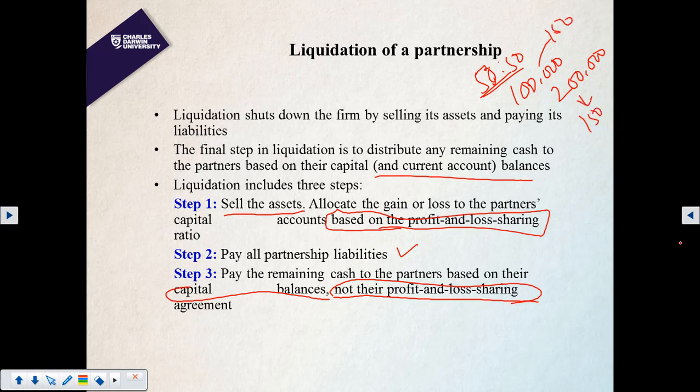Is this a correct adjustment? No. I contributed $100,000 to the business, so when the business is dissolved, I will get only $100,000. My partner contributed $200,000, so when the business is dissolved, he will get $200,000. If we use the profit and loss sharing ratio, we would each get 150, which is unfair, because I provided 100, I can't get 150 when dissolving the business. Is that okay? So that's why it has to be based on the capital balance that they contributed, not based on the profit and loss sharing ratio.